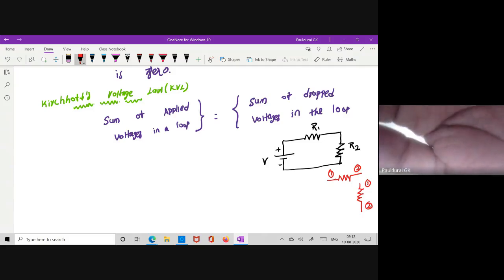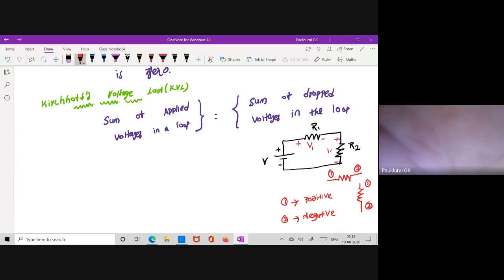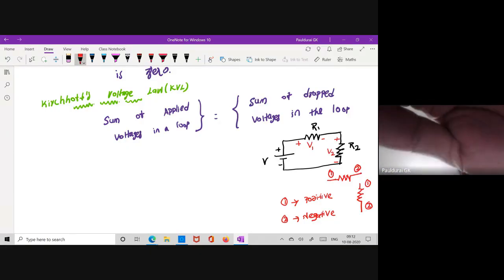So always you want to assume terminal 1 as positive and terminal 2 as negative. This is for analytical calculation point of view. So always you want to assume this is plus, so this is minus. Here this is plus, this is minus. So take this as some V1. Take this as some V2. Okay. So now how will you develop a KVL equation for this loop?